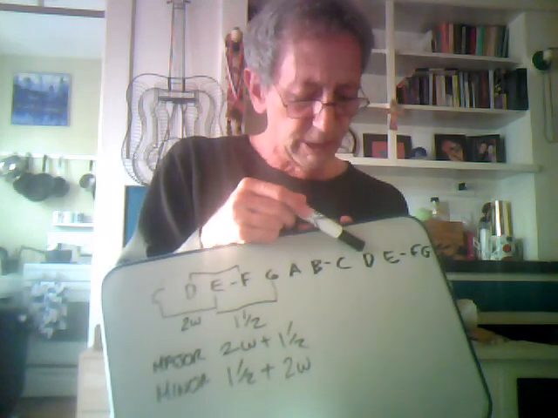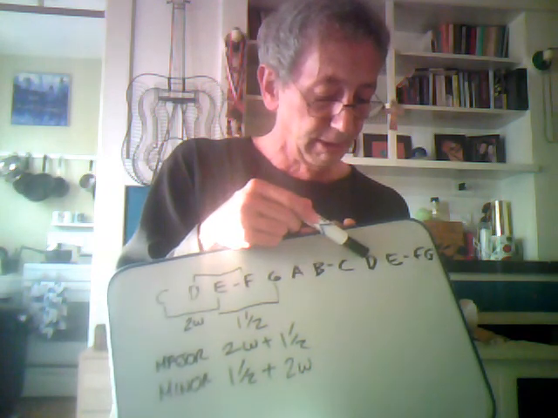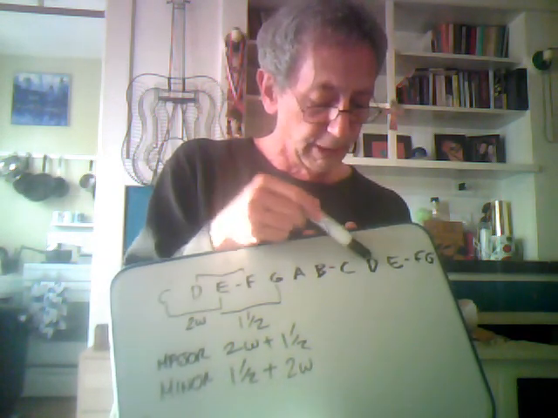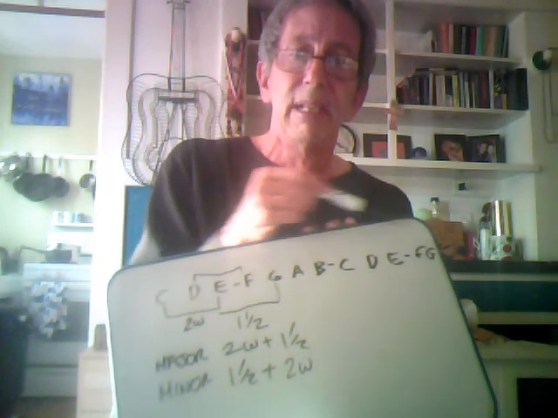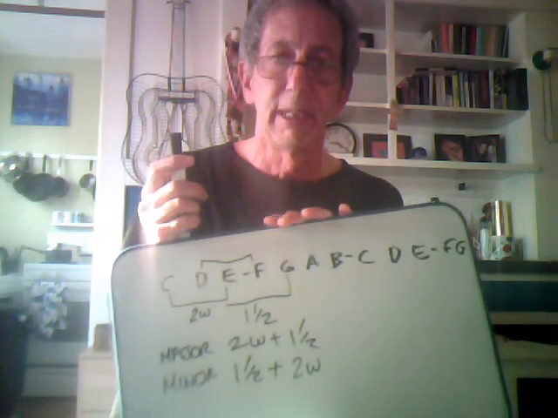B to D is 1.5. Oh, this must be minor. It's starting with 1.5. But wait a second. D to E is a whole step and E to F is a half step. This is 1.5 plus 1.5. This has what's called a flattened fifth, okay?